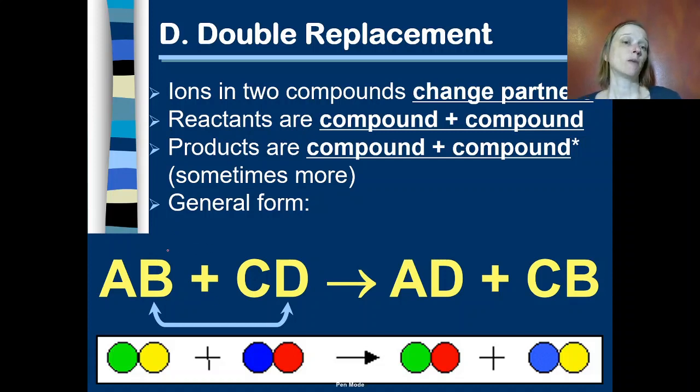The general form is AB plus CD makes AD plus CB. So notice that like the B and the D switch places. I kept the A where it was. I kept the C where it was, but I decided to trade places with the anions, the negatively charged ions. Again, there's a picture representation of what that looks like.